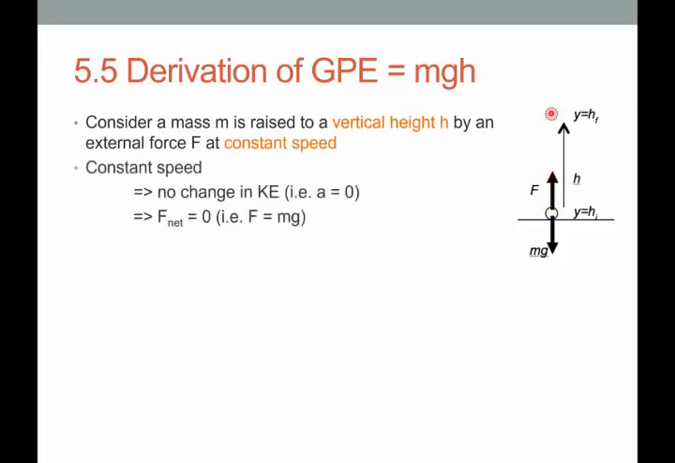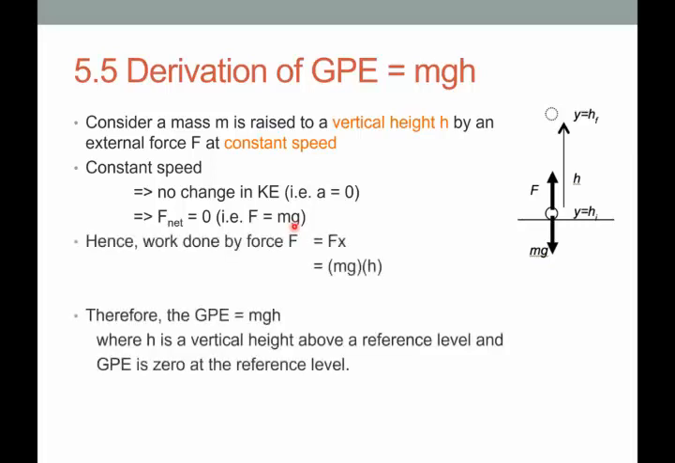So when we say that it is moved at constant speed, then we can rule out any change in the KE. Also, since it is moving at constant speed, there is no net force on the mass m. So net force is equal to 0. So in this case, the external force F applied to raise the object up is equal to the weight of the mass.